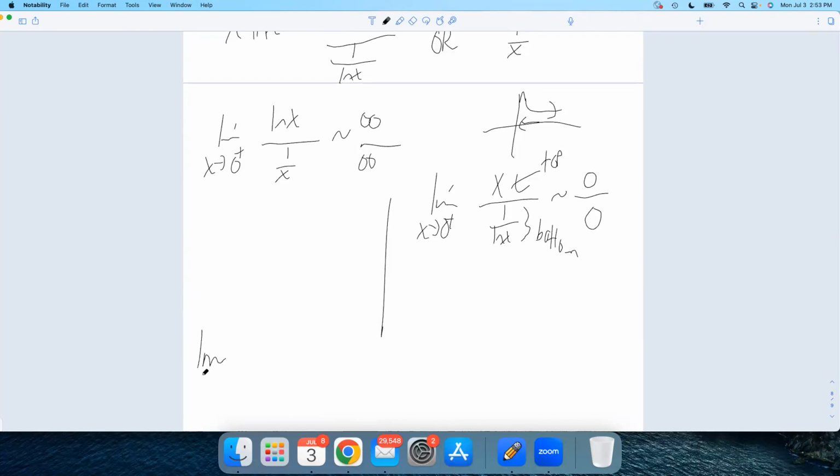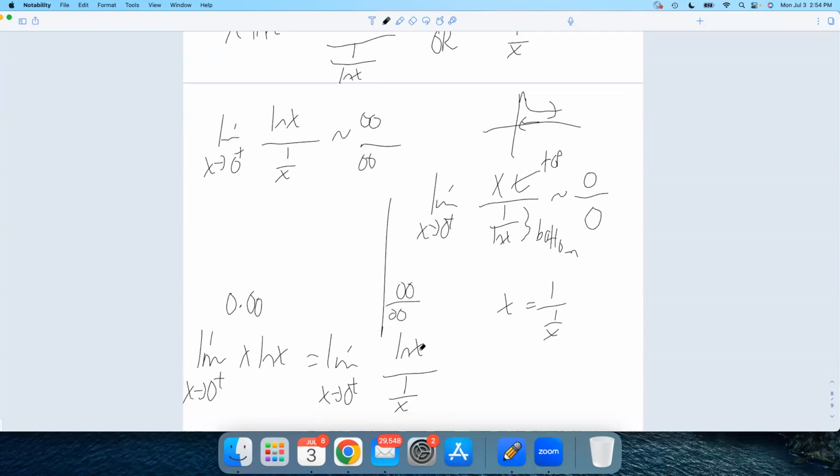So I'm going to write this from the beginning. The limit as x approaches 0 from above of x times ln of x would be the same limit, because I haven't done any math yet, of this guy. All I did was write x as 1 over 1 over x. That's just algebra. No calculus happened here. That's of type infinity over infinity. This was 0 times infinity, can't use L'Hopital's. This is infinity over infinity, can use L'Hopital's.